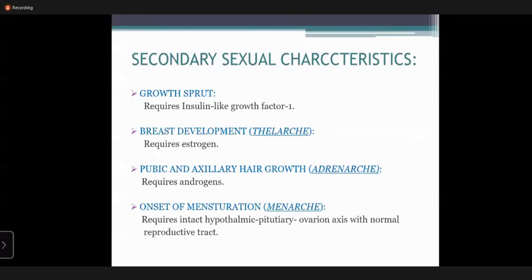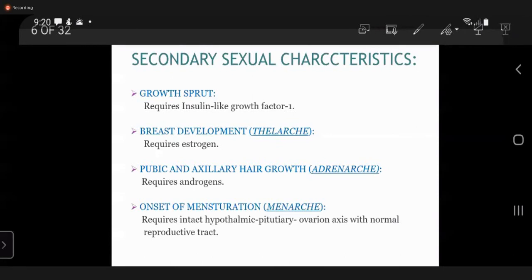Now, coming over to the secondary sexual characteristics. Just give me 2-3 minutes so I can check. Are there any questions in chat or not?